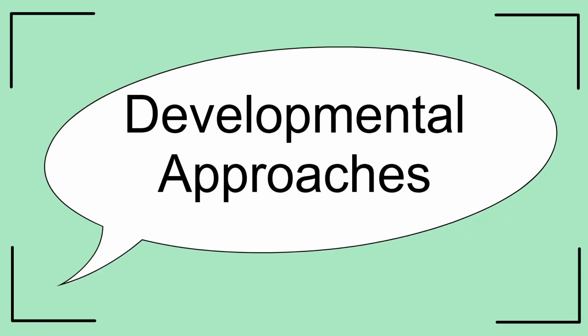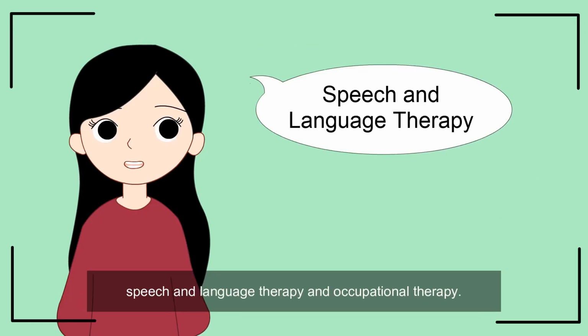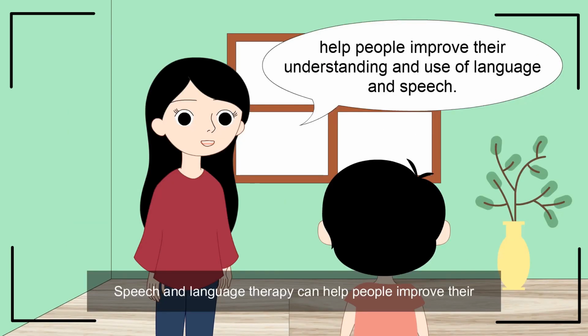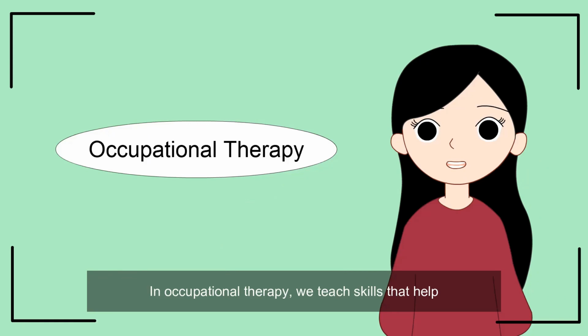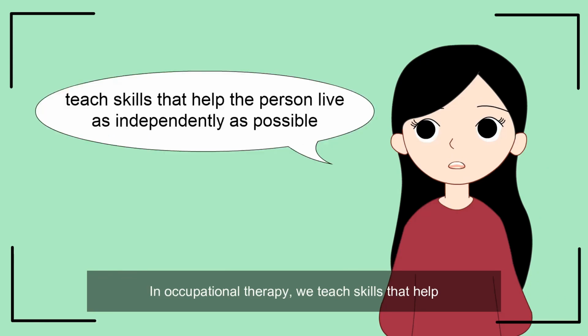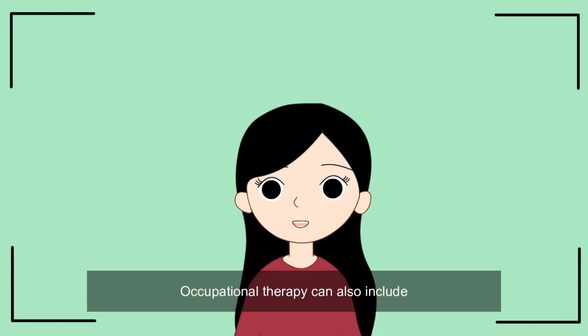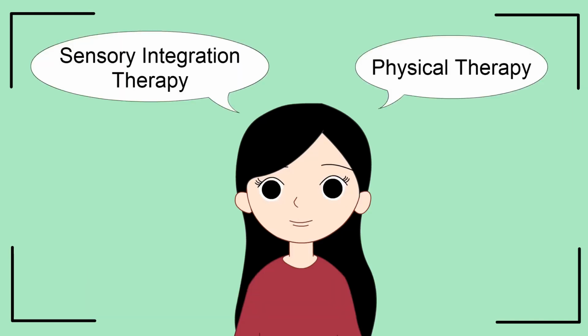Developmental approaches. In developmental approaches, there are two types, speech and language therapy and occupational therapy. Speech and language therapy can help people improve their understanding and use of language and speech. Some people with ASD communicate verbally. In occupational therapy, we teach skills that help the person live as independently as possible. Occupational therapy can also include sensory integration therapy and physical therapy.